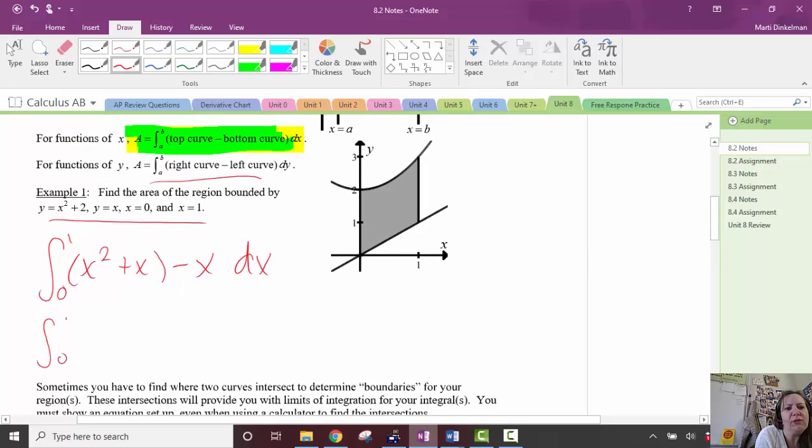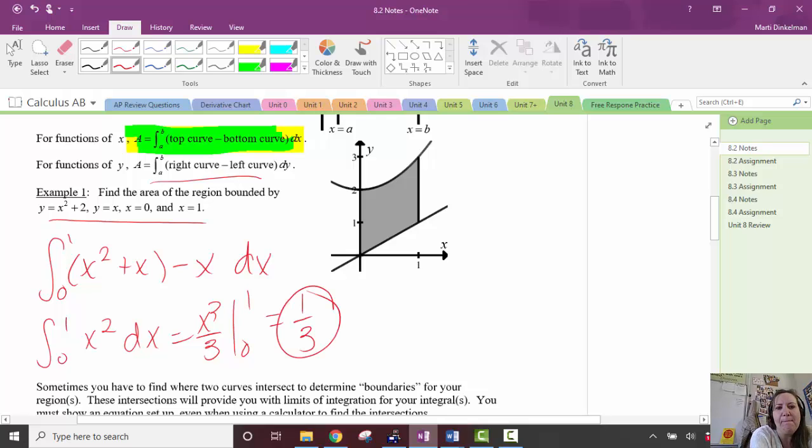So we'll simplify in here a little bit first. So that's just going to be actually x squared. And so we'll get x cubed over 3. And then we'll just get 1/3 minus 0, so 1/3.